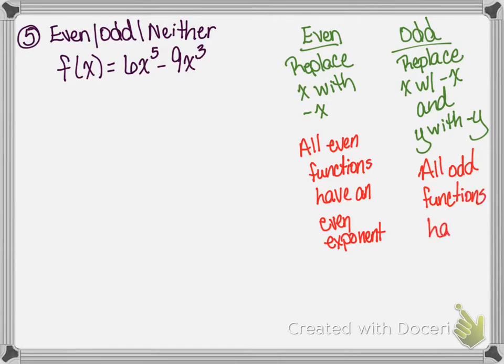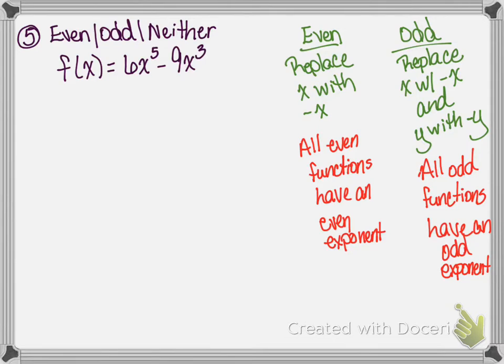Okay? Now, for an odd function, all odd functions have an odd exponent, and we're talking about their highest exponent. So all odd functions have an odd exponent. And again, we're not saying that everything with an odd exponent is an odd function. We're just saying to start with, for something to even be considered an odd function, its highest exponent must be odd.